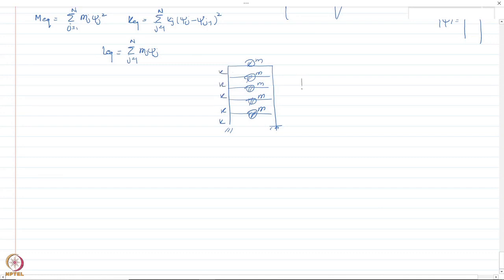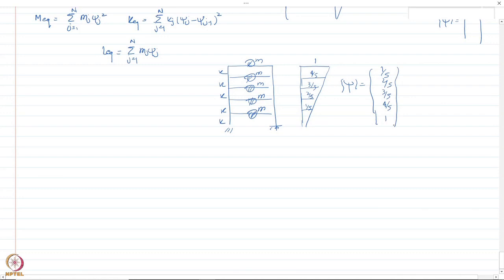Let us say we assume that it deflects linearly, so that if I assume that the topmost coordinate is 1, then this would be 4 by 5, this would be 3 by 5, then 2 by 5, and then 1 by 5. So I can write down my shape vector as 1 by 5, 2 by 5, 3 by 5, 4 by 5, and then 1, which is basically 5 by 5.